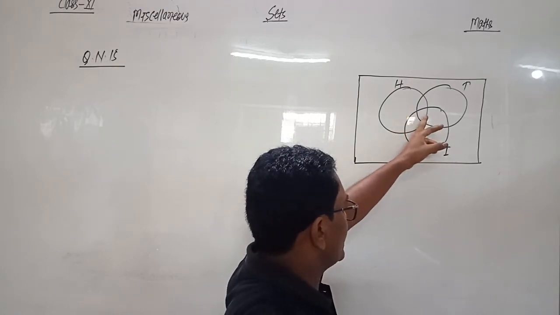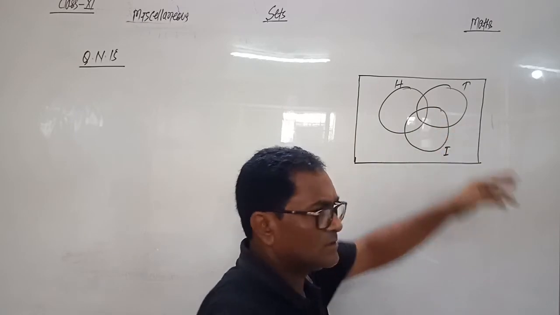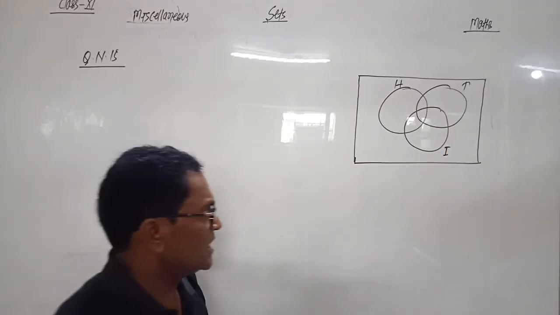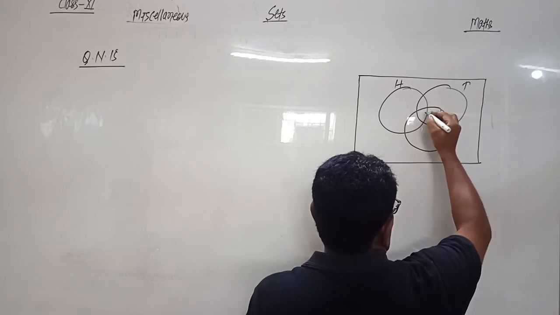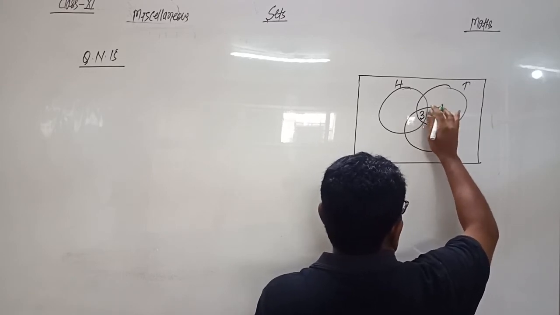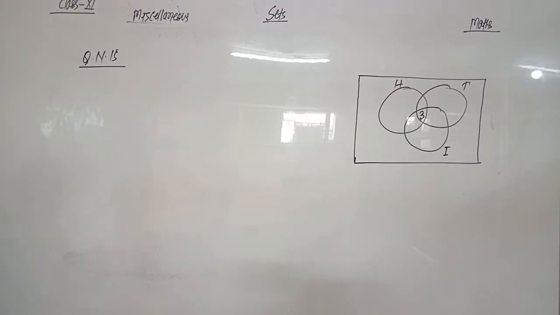So what is the area which is common in all 3 newspapers? In the 3 newspapers, this area is common, and 3 people read all 3 newspapers.